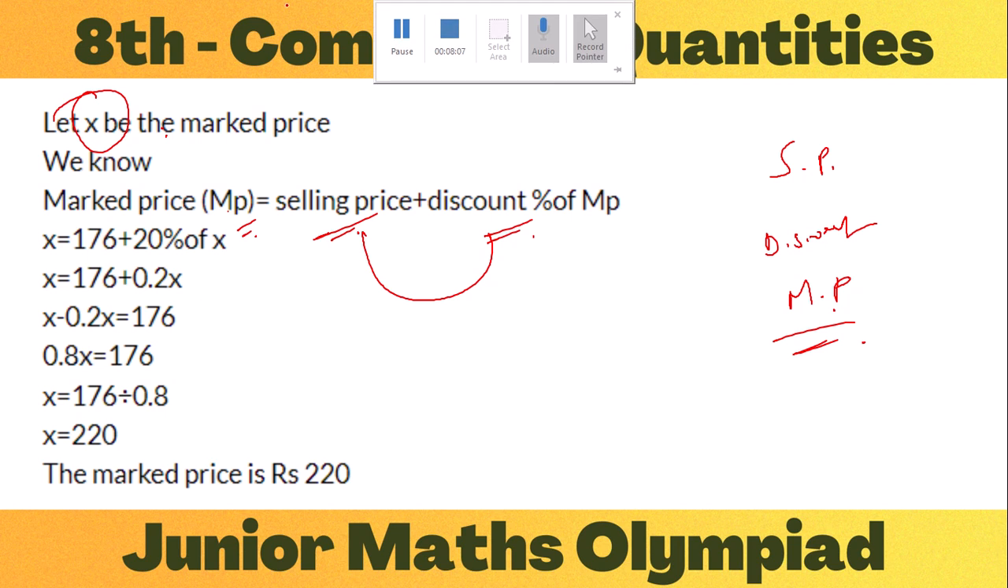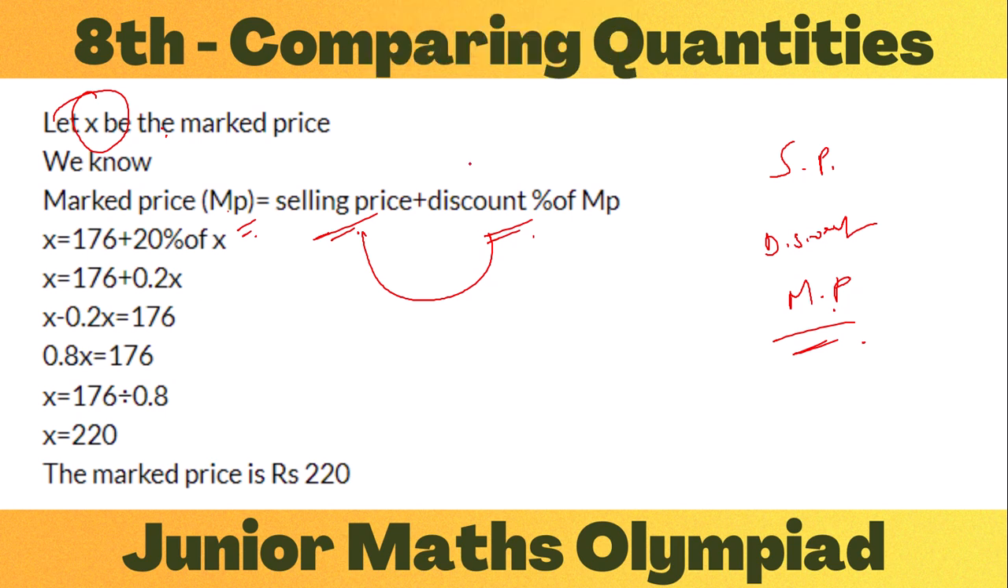One minute, children. Here the market price is X, the selling price is 176, and the discount is 20% of the market price, 20% of X. So X equals 176 plus 20% of X, which means 20 by 100 into X, or 0.2X. This goes to the left hand side: X minus 0.2X equals 176, so 0.8X equals 176. X equals 176 by 0.8.